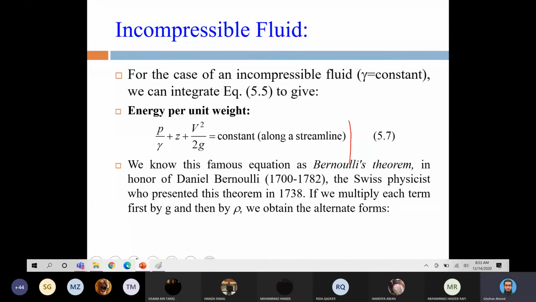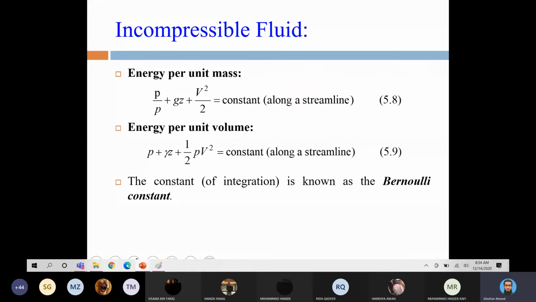Energy per unit weight. Okay, so we know this famous equation as Bernoulli's theorem. So Euler's equation for incompressible flow is basically Bernoulli's theorem. If you multiply each term first by g and then by the other factor, we obtain alternate forms. We can also relate this equation in terms of unit mass and unit volume as well.